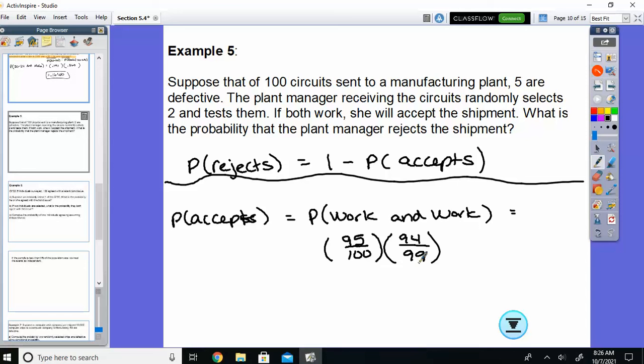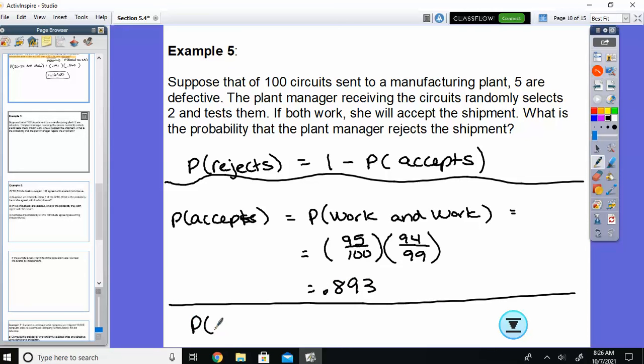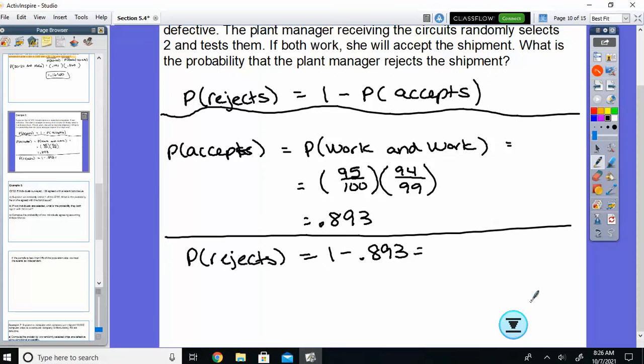So if we multiply those, we get 0.893. Now that's the probability that she accepts. So the probability she rejects is 1 minus that. We get 0.107.